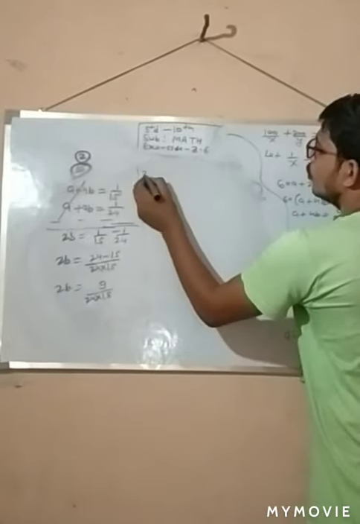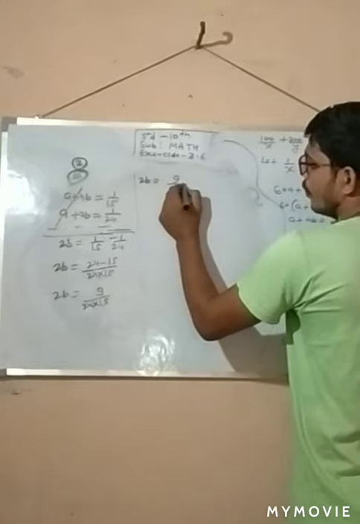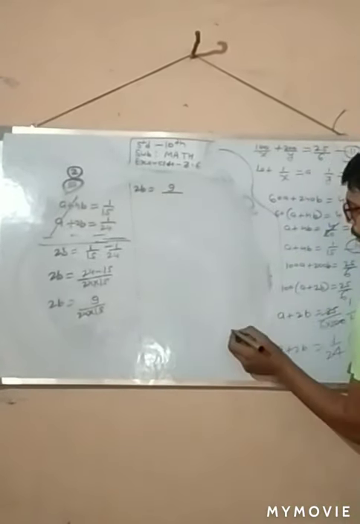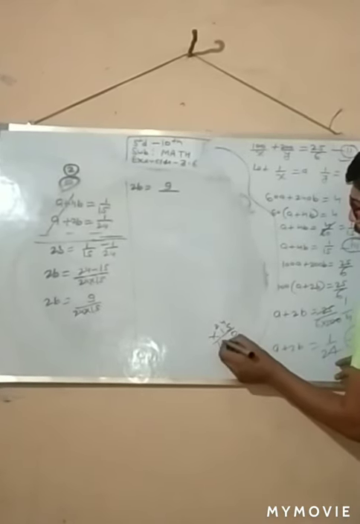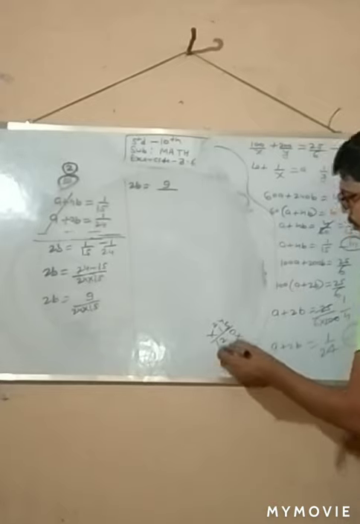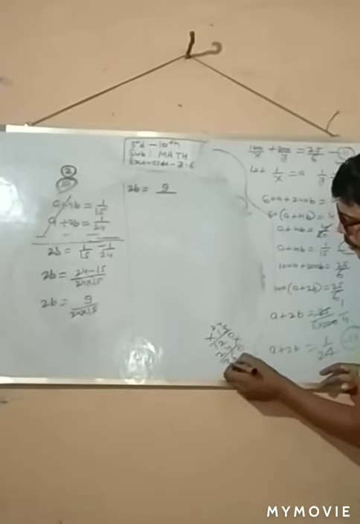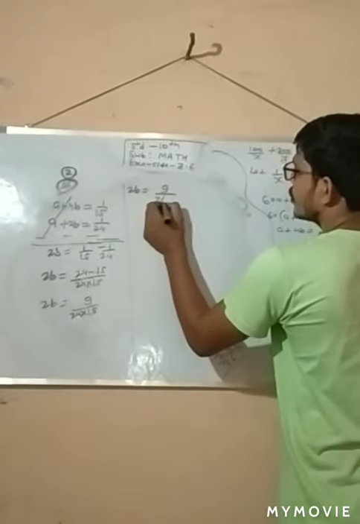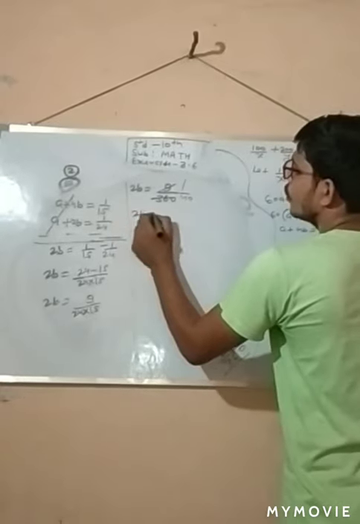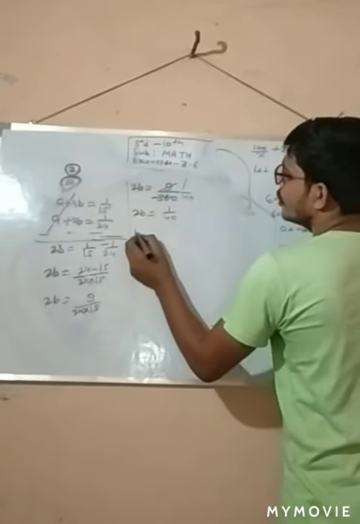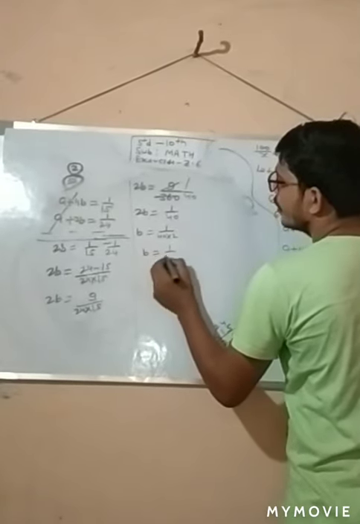So 2b is equal to 9 upon 24 into 15, means 5 4s are 20, 5 2s are 10, 12, 1 4s are 4, 1 2s are 2, 0, 6, 3, 360. So 9 1s are 9, 9 40s. 2b is equal to 1 by 40. Now b is equal to 1 by 40 into 2. b is equal to 1 by 80.